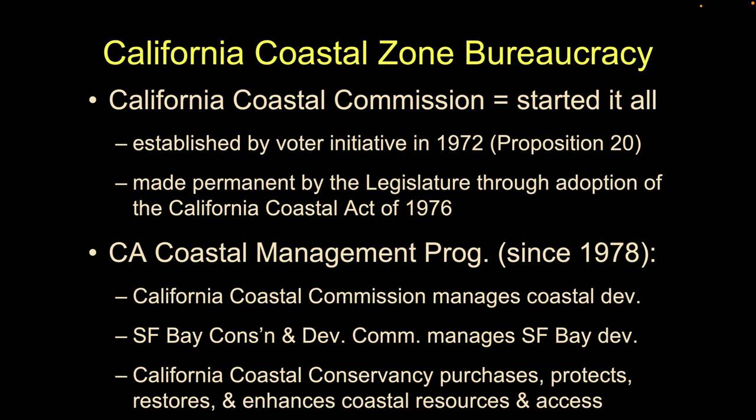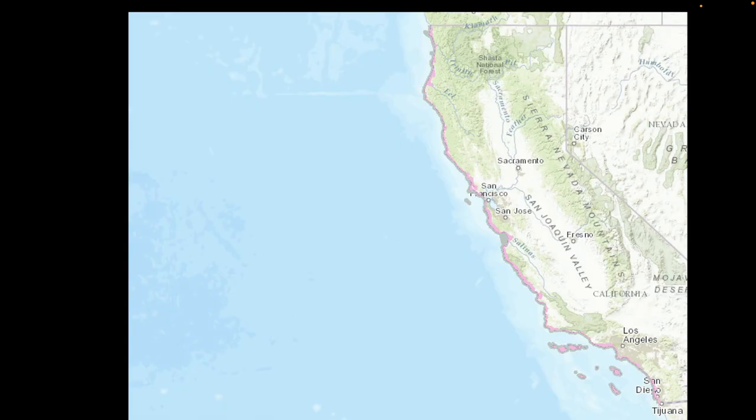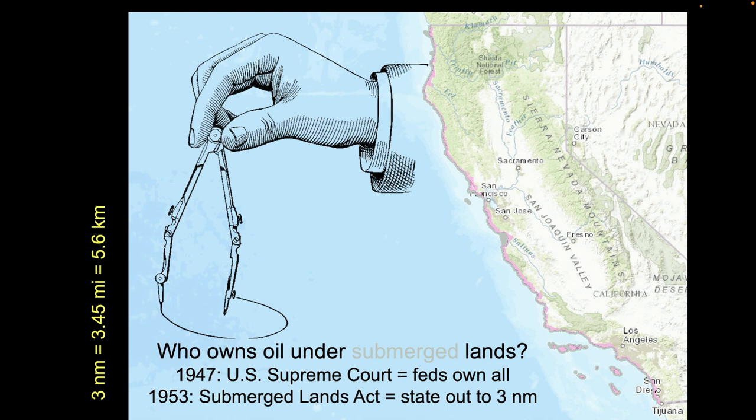The Coastal Conservancy is the thing that actually buys the land, like if we're going to restore some wetland, or they might give a grant out to groups. So they might partner with the Nature Conservancy, or other groups, other local cities, but they're separate. Okay, so here we go. Here's our state of California. The gray is the oceanward area from the shoreline. The pink is the landward area from the shoreline. The gray stuff will also be referred to as submerged lands, because it's the part of the ocean that has water on top of it.